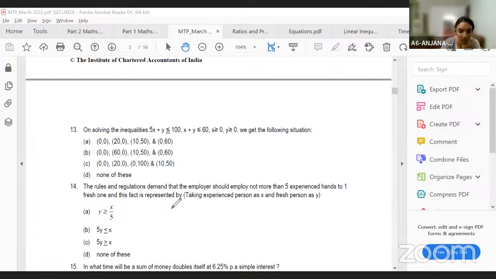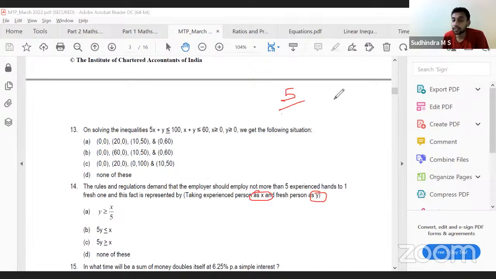Option B. What are they saying? Y is fresh, X is experienced. They're saying I can have a maximum of 5 experienced for every 1 fresh. So if we go with this, 5 fresh less than or equal to 1 experienced.